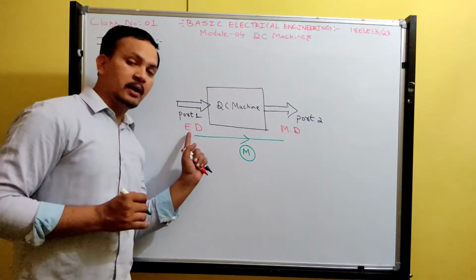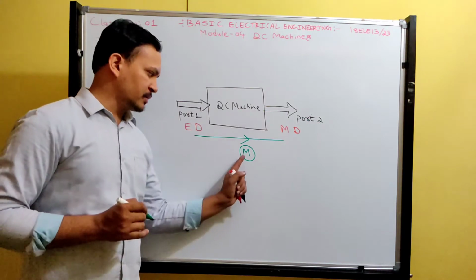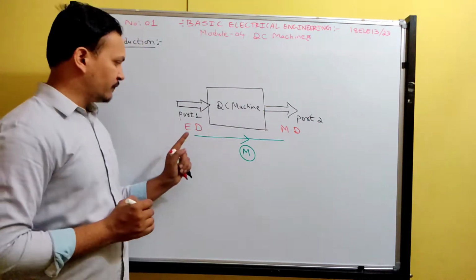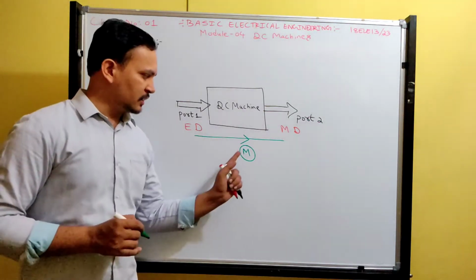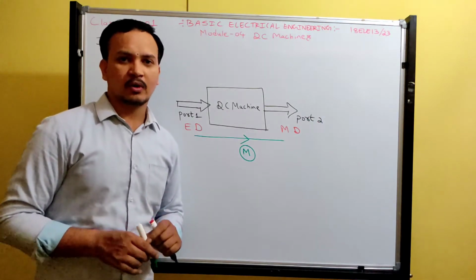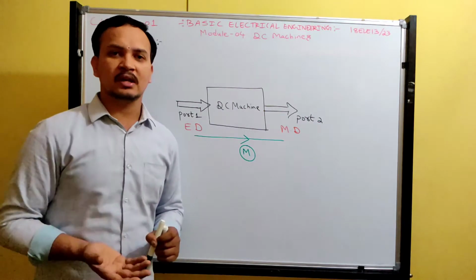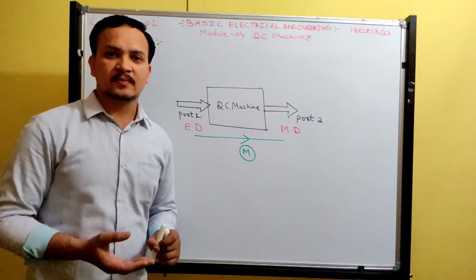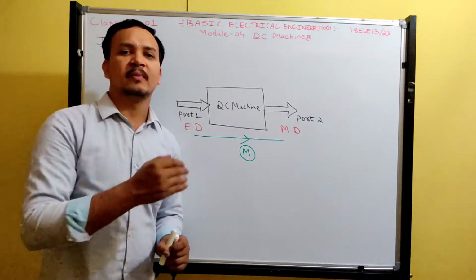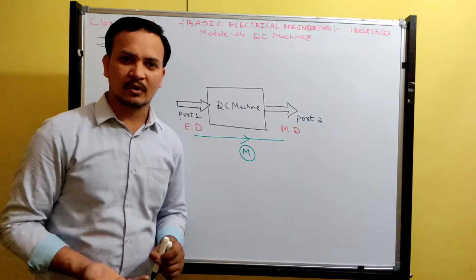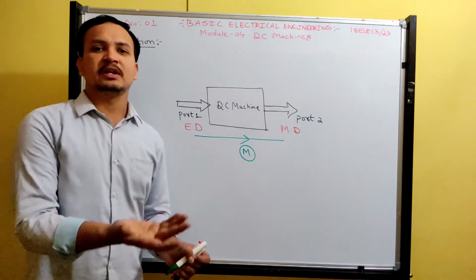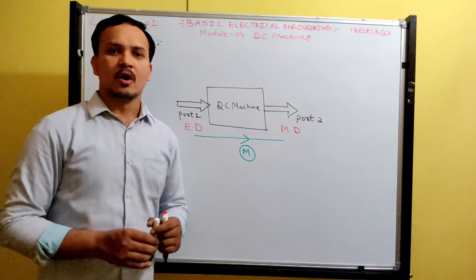If the domain quantities are DC, then the machine is called DC motor. If the quantities are AC, then the machine is called AC motor. In viva they will ask, what is motor? So you can say: a machine in which energy conversion takes place from electrical domain to mechanical domain is called motor. Otherwise, electrical energy to mechanical energy is called motor.